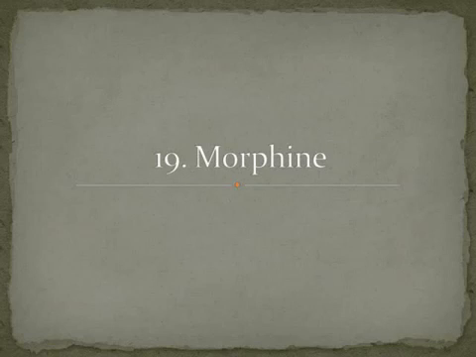The next drug is morphine, named after the god of dreams, Morpheus. And I didn't put a brand name for this one because there are really too many of them. But morphine is another narcotic analgesic.